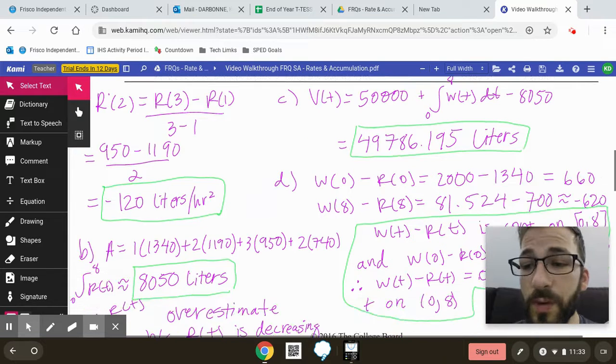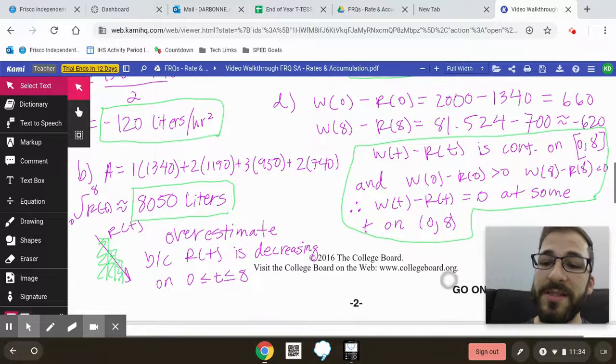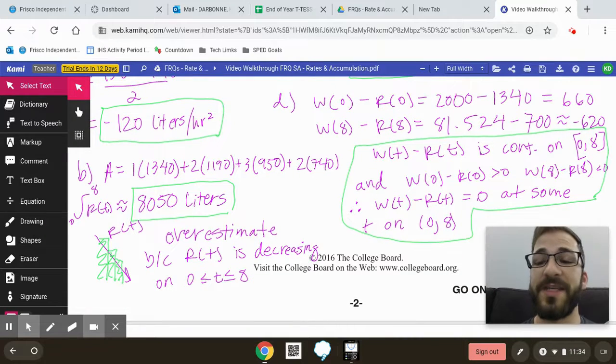So then to prove that that was equal to 0, we used IVT, because IVT proves that values on the original function are in between two values. So we plugged in at our endpoints. And since we had a sign change of going from positive to negative, that means our curve has to go through 0, which means W of t minus R of t has to equal 0 at some point on 0 to 8, which means W of t has to be equal to R of t at some point on 0 to 8. Okay, so if you want to pause right now, that's the first one.